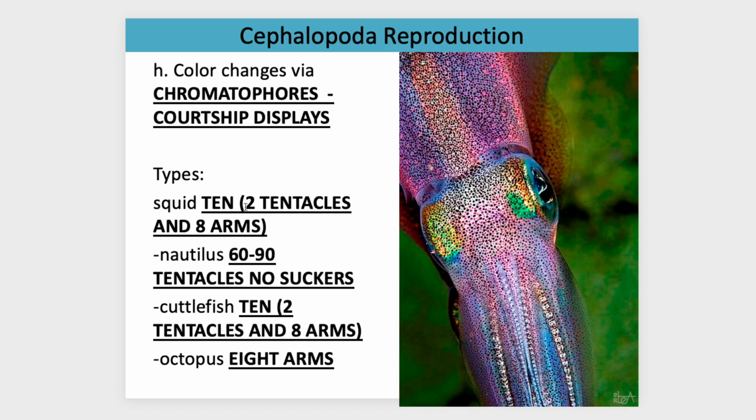So for their extensions, for the modifications of the foot, we're going to see different things in each of these organisms. For the squid, they're going to have 10: 2 tentacles, 8 arms. The nautilus could have 60 to 90 tentacles, but they lack suckers. The cuttlefish, similar to the squid, is going to have 10: 2 tentacles and 8 arms. And then the octopus, octa for 8, is going to have 8 arms.